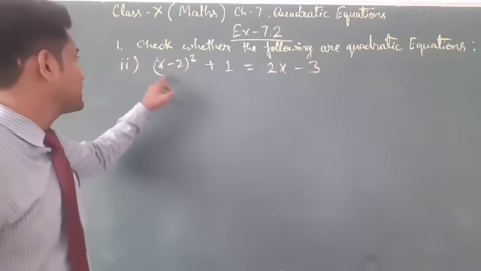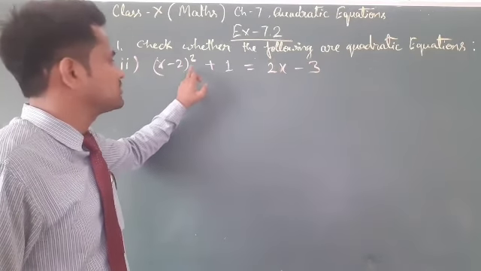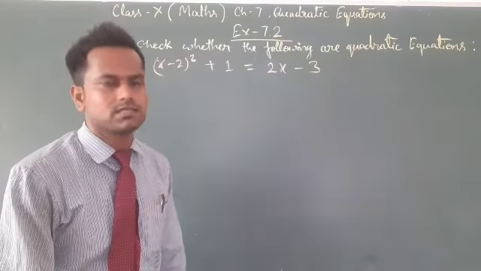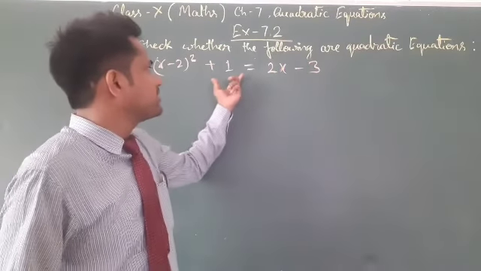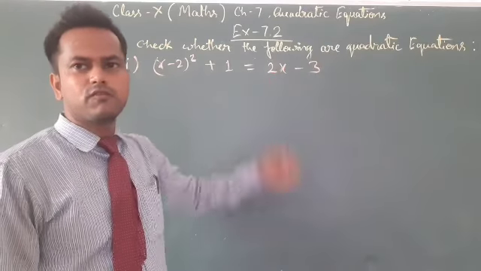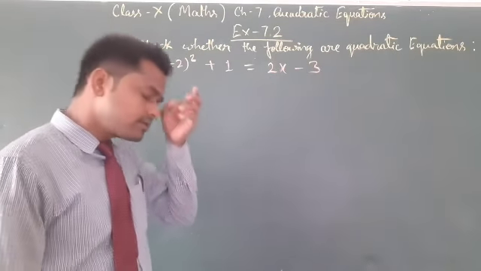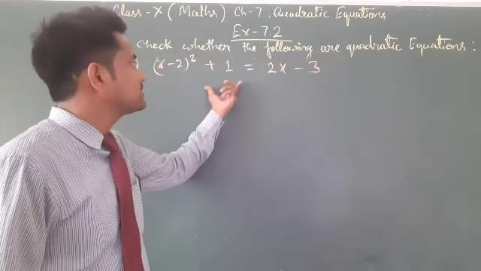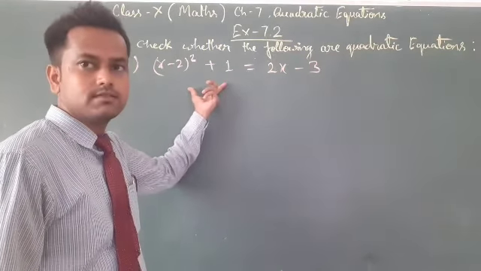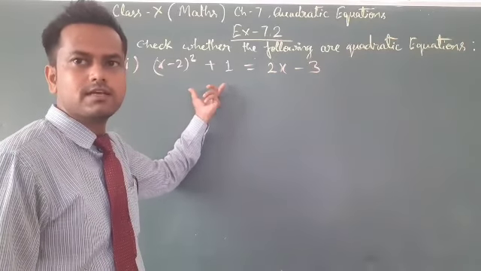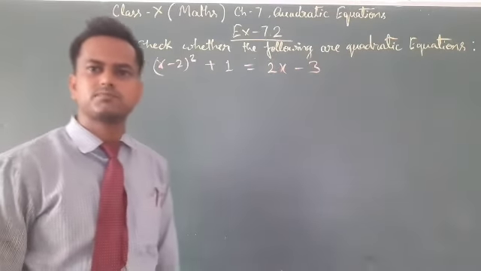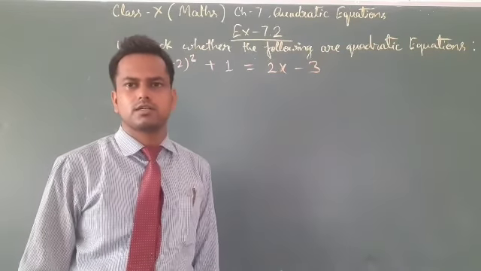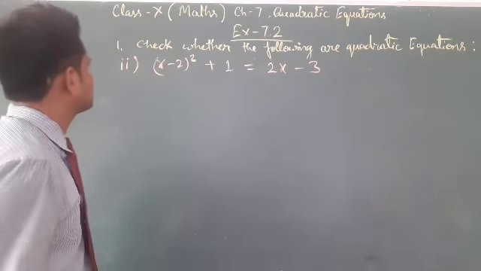Second question: (x - 2)² + 1 = 2x - 3. You have to find out whether this equation is in the form of a quadratic equation or not. To find this out, you have to simplify it and check the final answer. If it is in the form of ax² + bx + c, then it will be a quadratic equation, otherwise it will not.